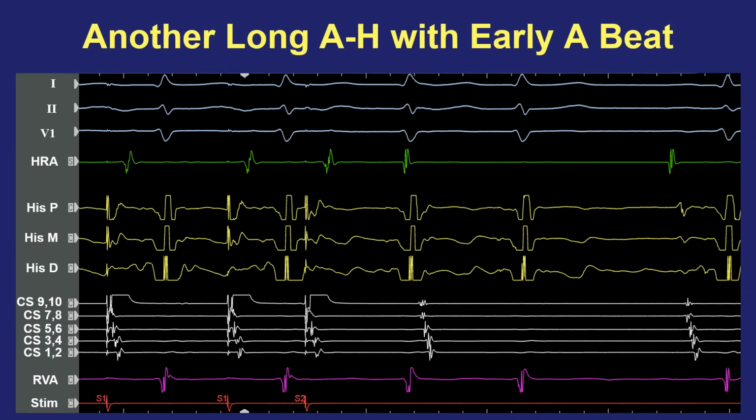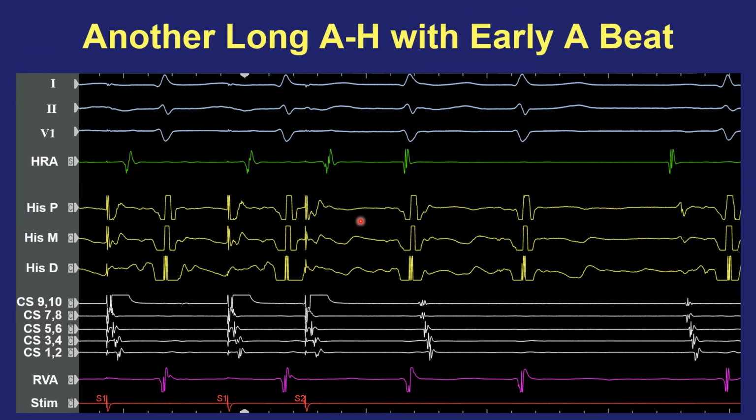Now you shouldn't get fooled because there are some fake outs that look like an AV node echo beat that are not, and here's one example of that. Here we have the last two A1 beats, the A2 beat. We pace here. In this case, we're pacing, by the way, from the coronary sinus, also capturing atrial tissue. You see the big pacing artifact here in CS 910 for the A1s and the A2.